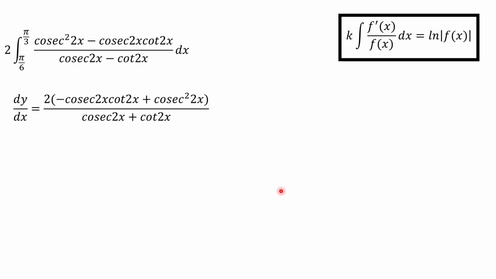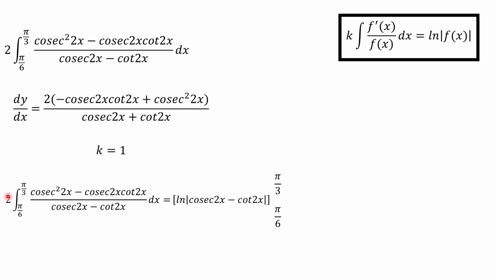And if we compare what we differentiated to our integral, we can actually see that it works perfectly, because we get 2 lots of what we're integrating, and we have a 2 on the outside, just like so. So it just works straight away. There's no constant, or I should say the constant's 1, so we know k equals 1. So now we can say that this differentiates to produce this, the natural log of cosecant 2x minus cot 2x. And not forgetting our bounds.